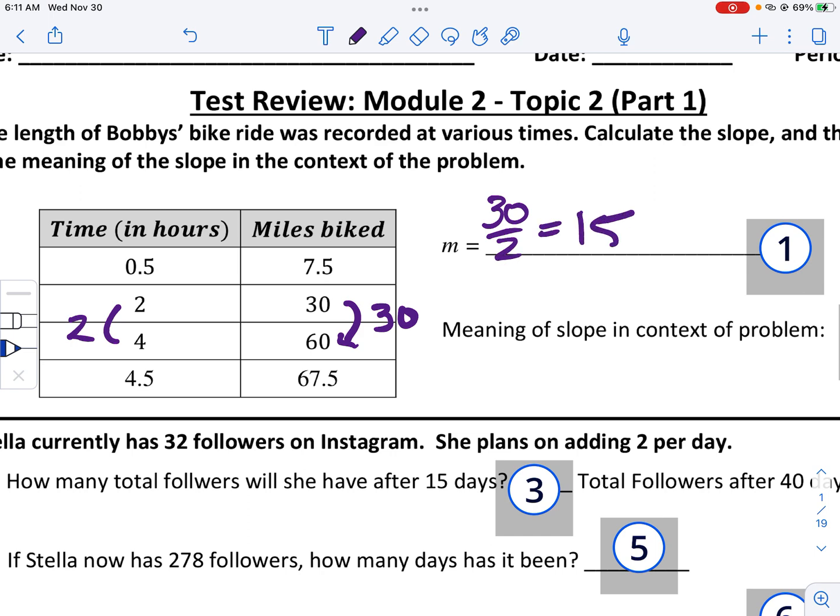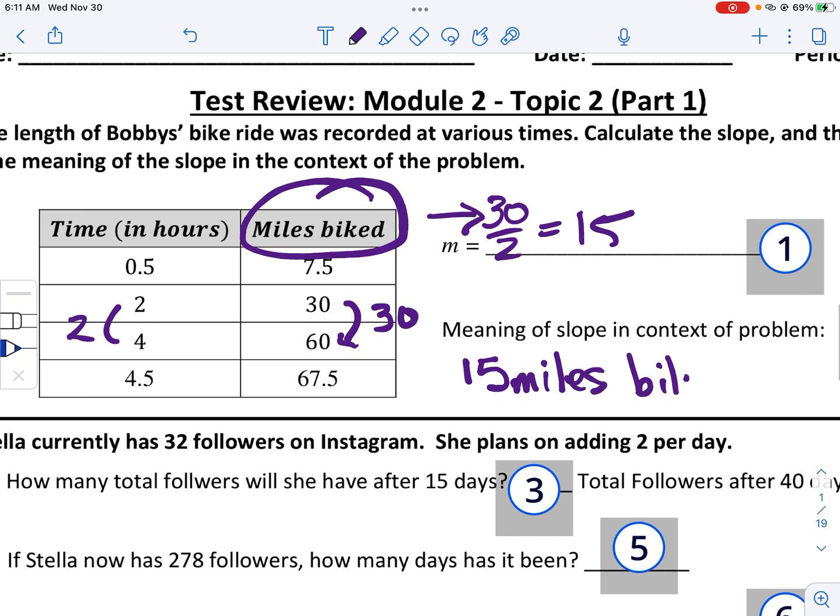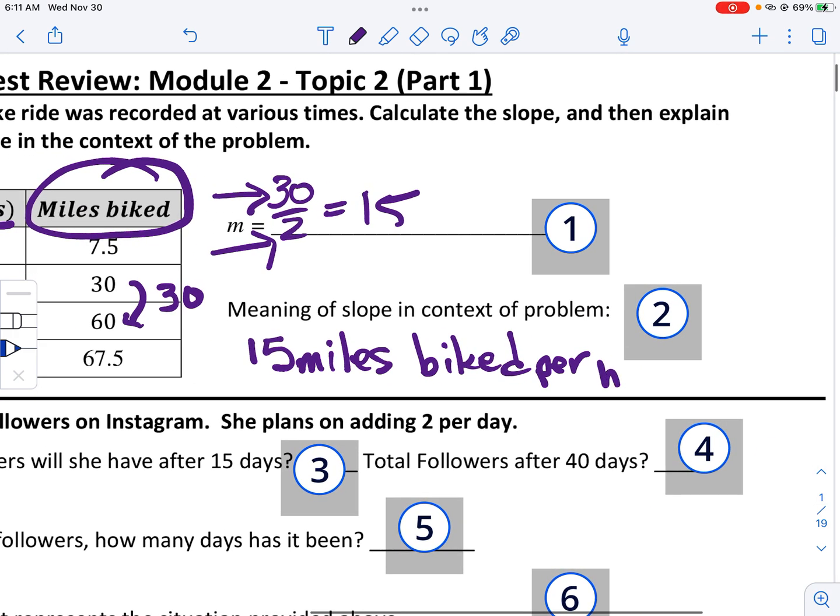The meaning is that you're putting on labels. So it's 15, and didn't we do the change of y? So this is this part. That was miles biked. And the part on the bottom is time in hours. So that's per hour. And that's all you do.